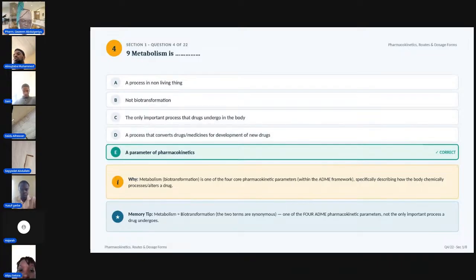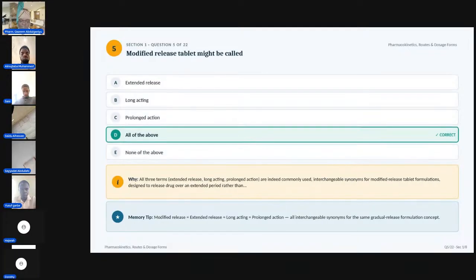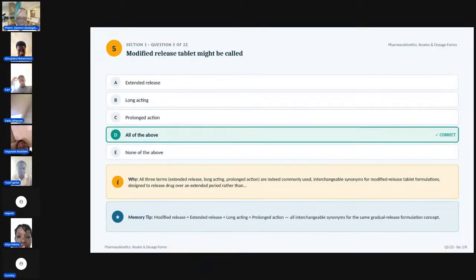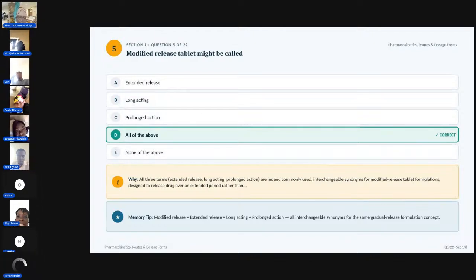So it is one of the parameters that you need. Now the next question is modified release tablets might be called. So this modified release tablet is most of the time saying that maybe the particular way it is being released, we have extended release. We must have come across drugs that are said to be extended release, right?